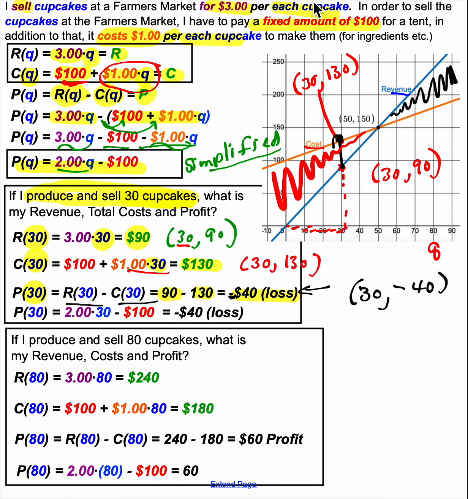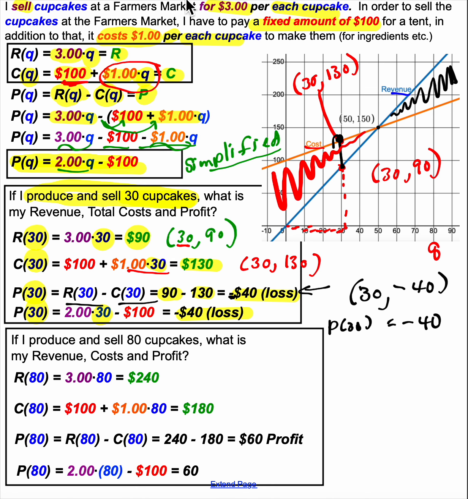Notice though that I can also input $30 for quantity. Here's my profit function here. P of Q is equal to 2 times Q minus 100. So I can just substitute 30 in there and I get the same answer, right? I get P of 30 is equal to negative 40. Let's write that in function notation. P of 30 is equal to negative 40. So again, that just means that my cost is greater than my revenue.